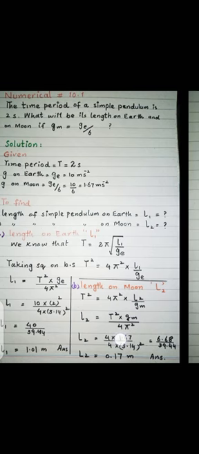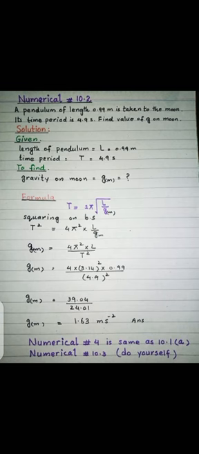Now come to the numerical number 2. The statement is: a pendulum of the length of 0.99 meter is taken to the moon. Its time period is 4.9 seconds. Find the value of G on moon. Come toward the solution. Two things are given here. Number one, length of the simple pendulum L equals 0.99 meter and the time period of simple pendulum T equals 4.9 second.